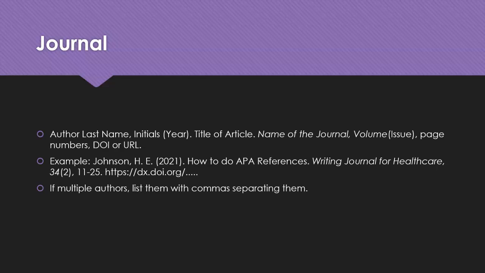Then the title of the journal article itself, notice that is not italicized. Then the next thing you see is Writing Journal for Healthcare. That is the journal and it is italicized, as well as that volume number. Then your issue number is in parentheses and is not italicized. Your page numbers are there, but they do not have the typical P in front of it, and then followed by the DOI or URL address.